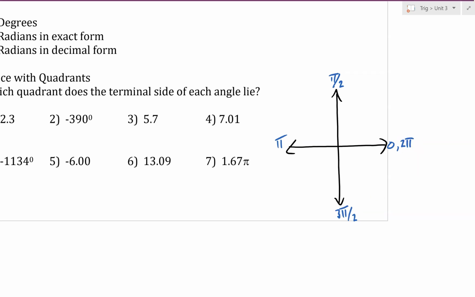And then I'm also going to put in some degree measures. So this would still be 0 degrees, 2 pi, or 360. This one is 90 degrees. This one is 180 degrees. And this would be 270 degrees. And then variations of all these.